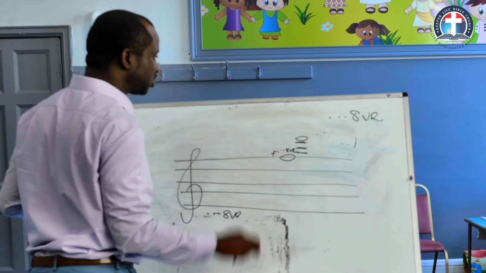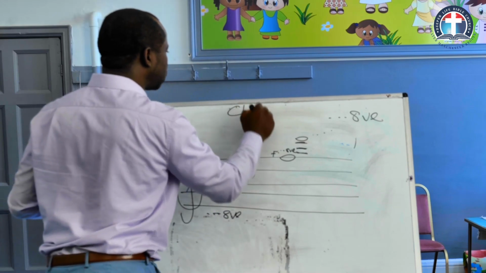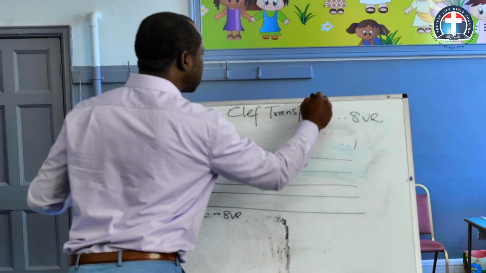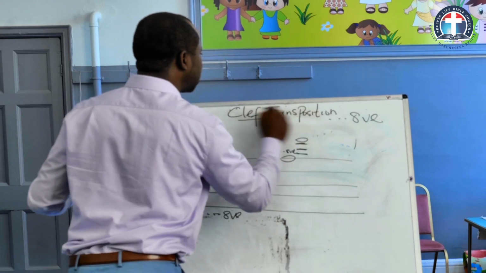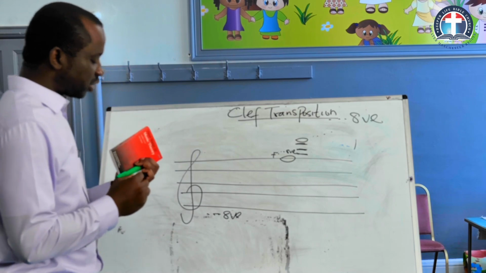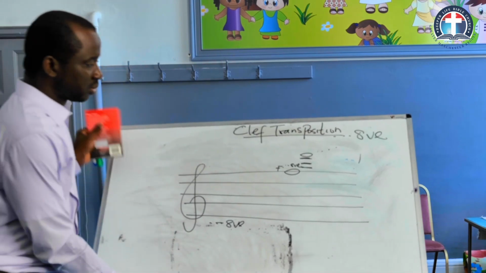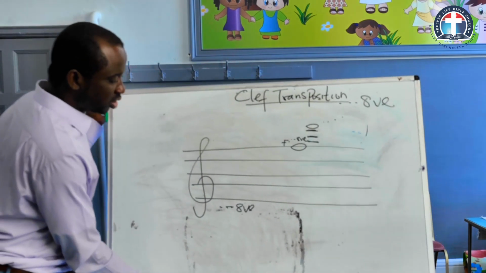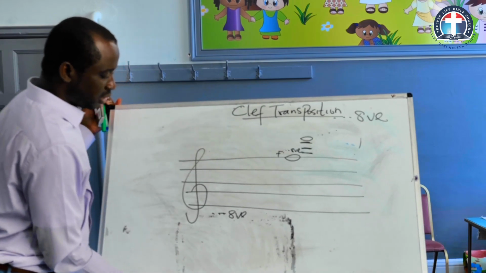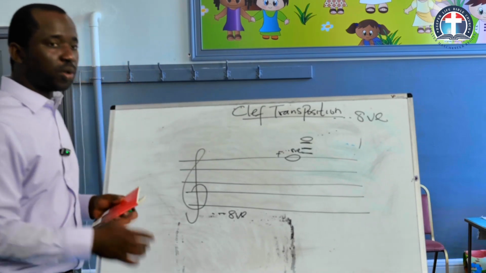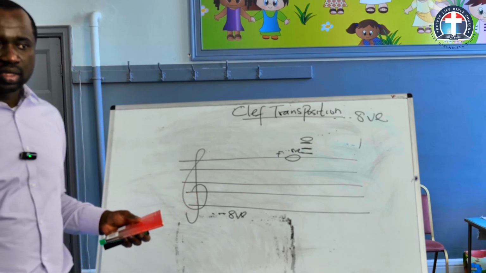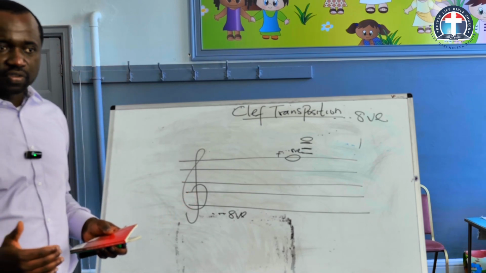Now, the next thing we want to go through is clef transposition. I know you did that. Clef transposition. Transposition simply means writing a note below or above its octave. Okay? Below or above its octave.